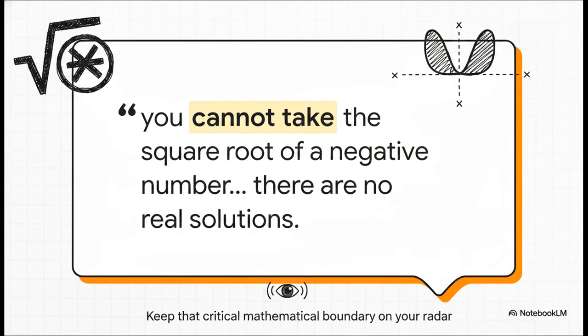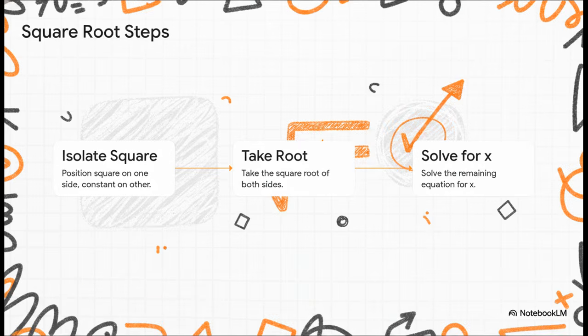Yes, higher level math explores imaginary numbers to solve this, but for our practical real number toolkit today, a negative just means the parabola never touches the x-axis. Now, if you are in the clear regarding negative numbers, the mechanics here are kind of like managing a perfectly balanced scale. First, isolate your square term on one side of the equation and move your constant to the other side to balance it out. Then apply the square root to both sides simultaneously to strip away that exponent. Finally, solve for x. It is a highly satisfying, super direct method of unearthing your variable, provided the equation naturally fits the profile.